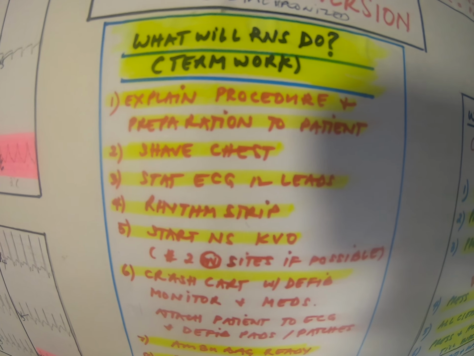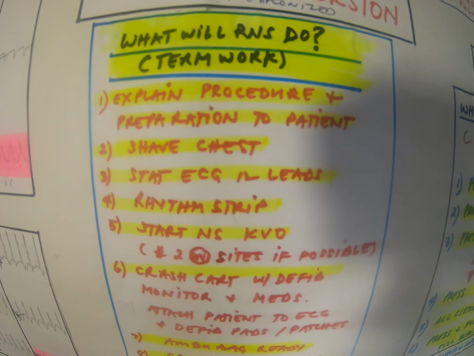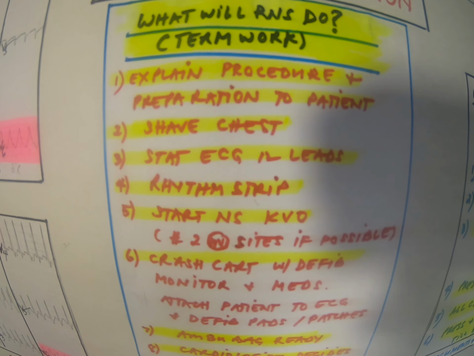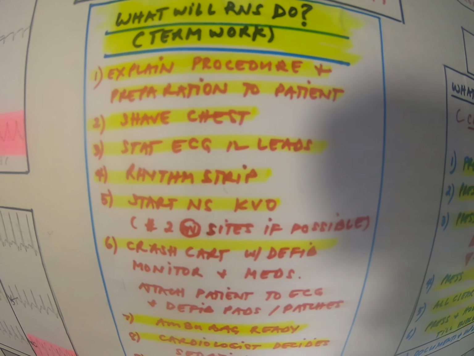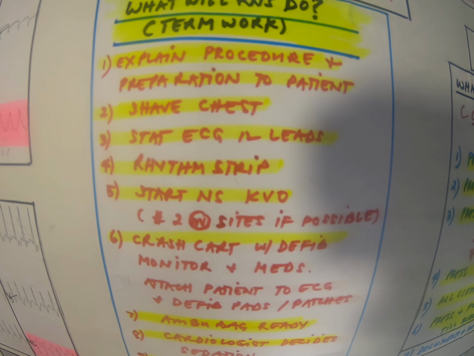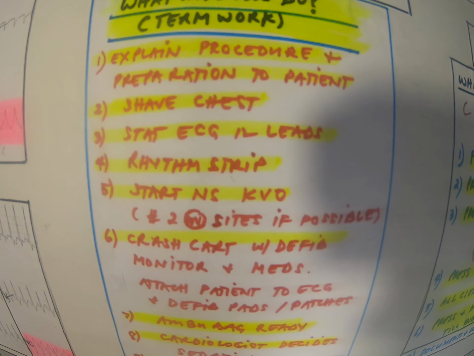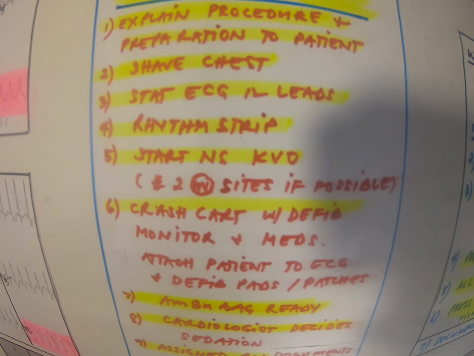A rhythm strip is to be used for the nurse's notes in her charting. And we have to start normal saline KVO. Two sides would be okay, but if one is good, that's fine because we're running quite short of time. We want to eliminate this rhythm. It's not good.